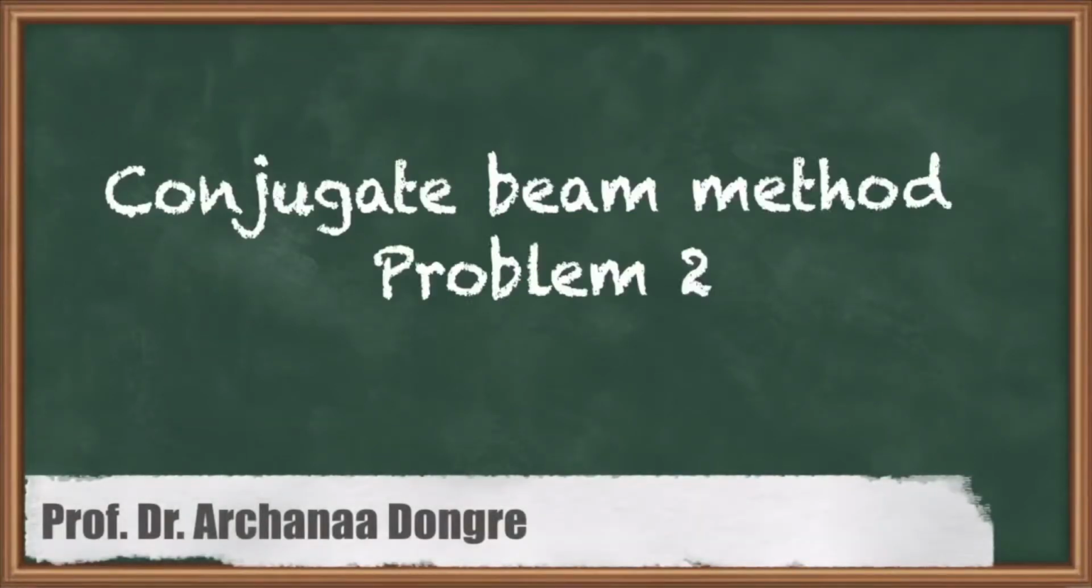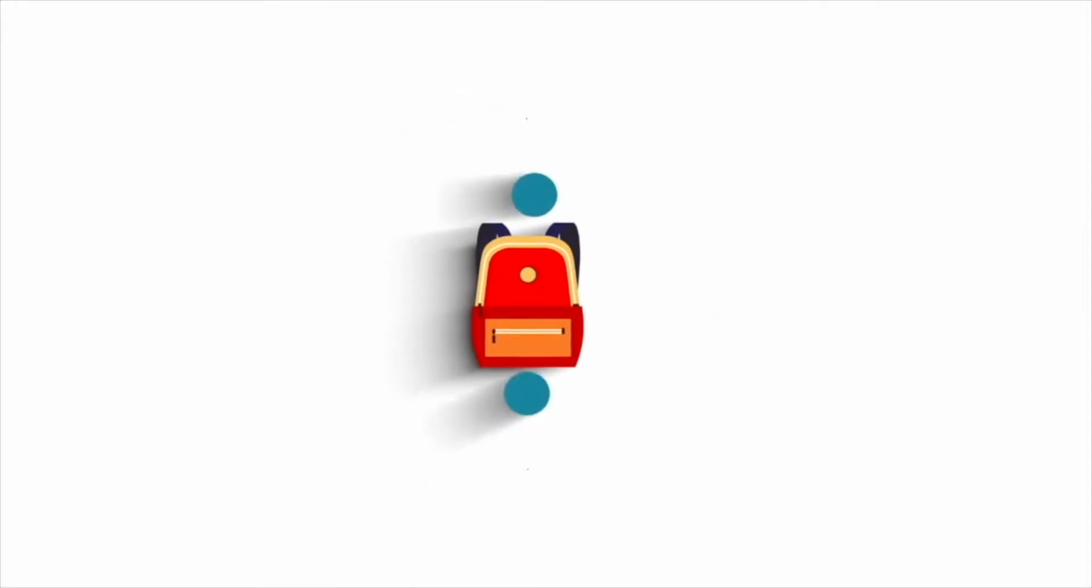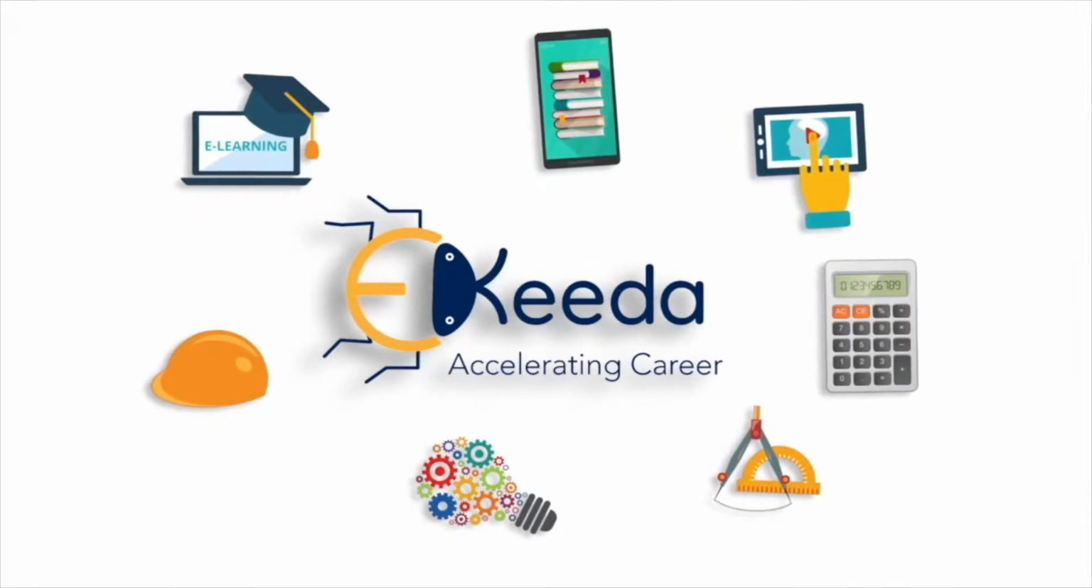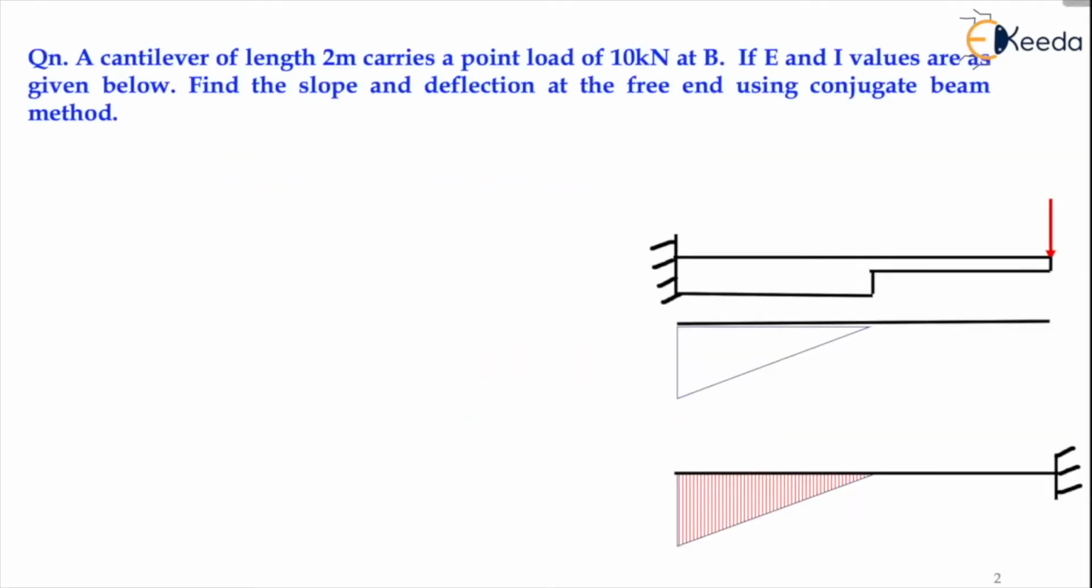Okay, students, so we are at the end of this particular topic, conjugate beam method, for a particular cantilever beam. So we are going to solve this particular numerical question, where EI is changing, I is changing. Okay, so let's see the question.